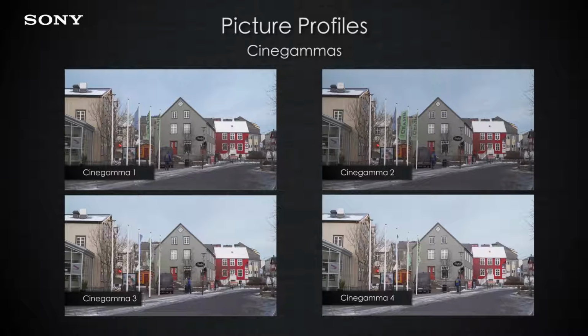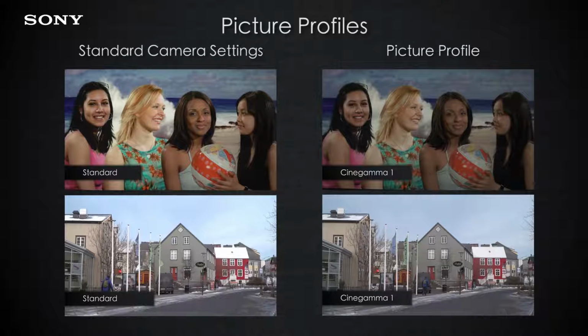Next we have the 4 Cine Gamma gamma curves, Cine Gammas 1 through 4. These all provide a more film-like highlight roll-off, and they give you an extended dynamic range, so they cope very well with difficult lighting situations. Cine Gamma number 1 gives a very large dynamic range and handles highlights very well, so it works very well in bright light situations.